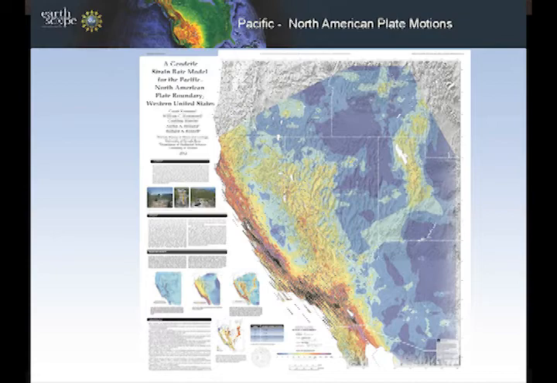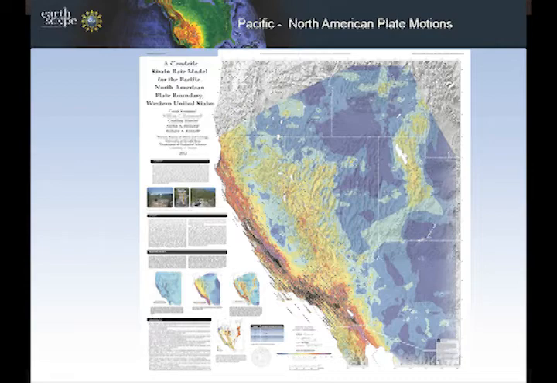Interestingly, the Eastern Basin and Range is pretty solid, doesn't seem to be deforming much at this time scale, but once we get into the Walker Lane, we see this distributed deformation there. And of course, the San Andreas plate boundary has high strain. So this is quite valuable and really interesting, just seeing the deformation of North America.